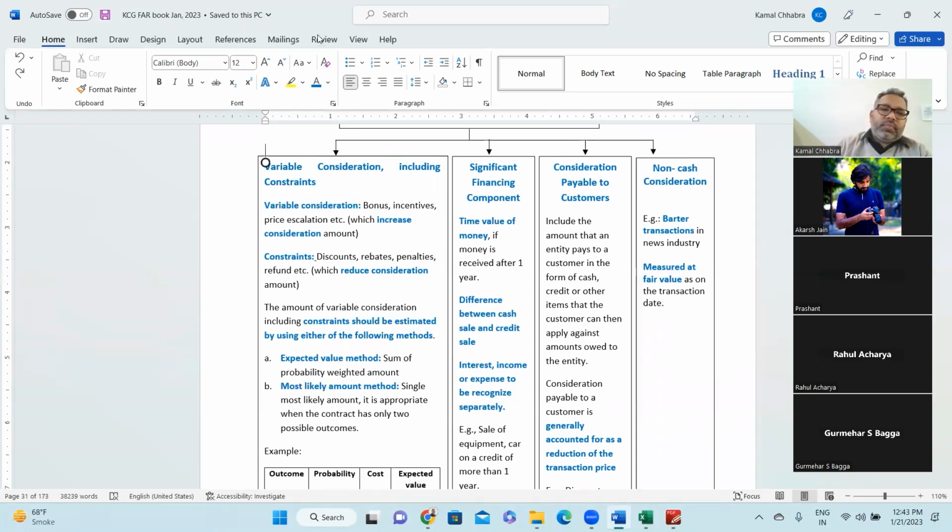Yes, sir. Okay, so if you see in the transaction price, what are the five key components of transaction price? What are the five key components of transaction price? Variable consideration, constraint. Start with fixed.